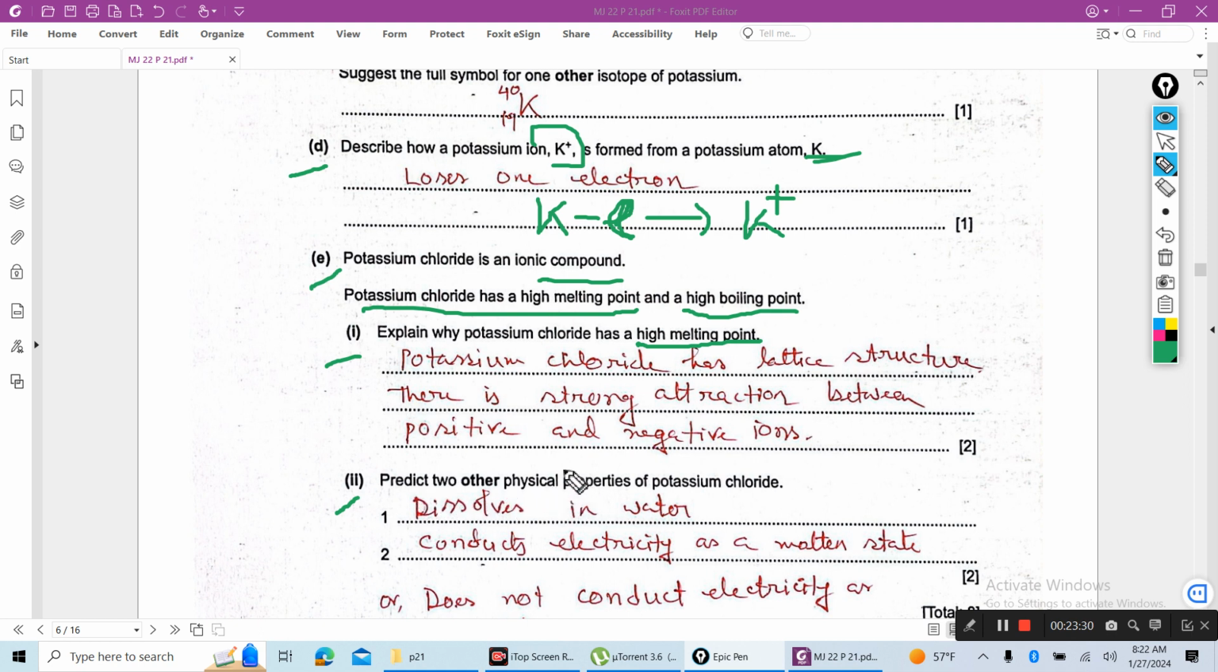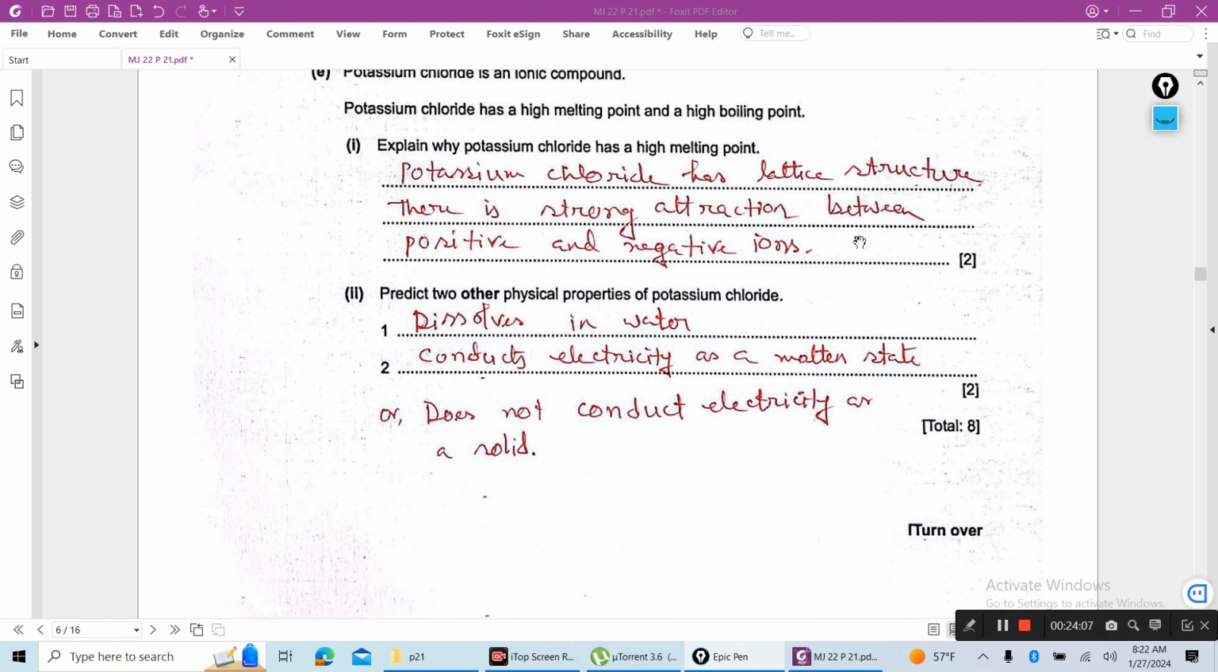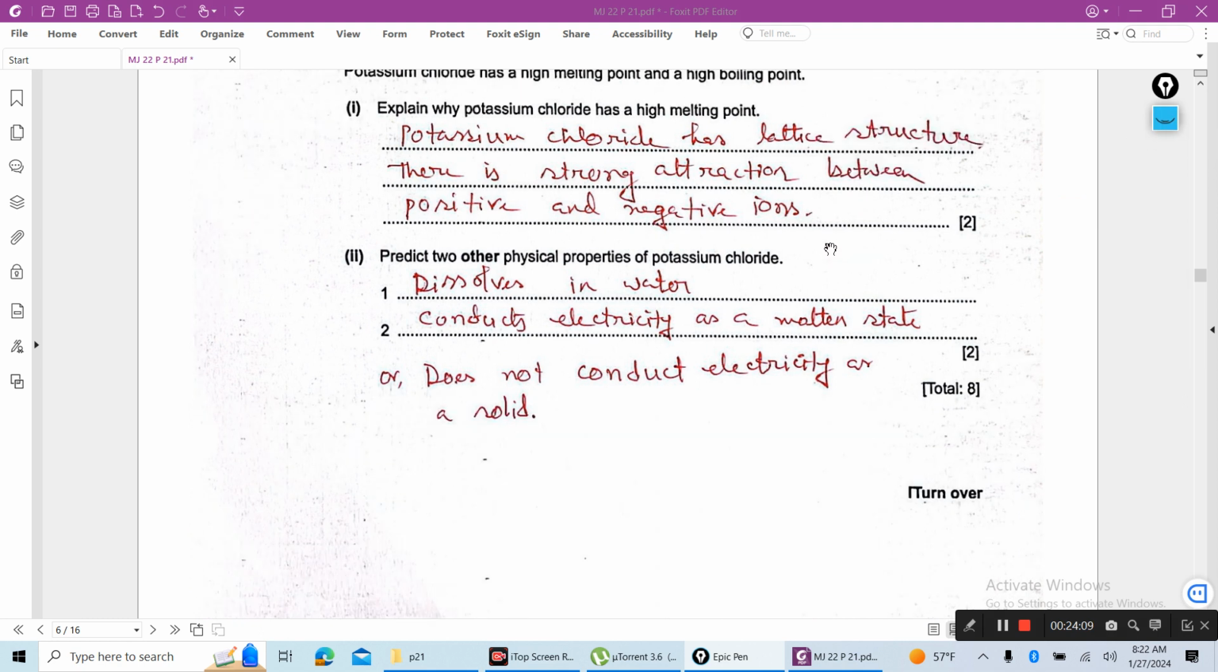Predict two other physical properties of potassium chloride. You know, ionic compounds dissolve in water, so you can write dissolves in water. And ionic compounds conduct electricity in the molten state, so conducts electricity in the molten state. Or you can write does not conduct electricity in the solid state. You can write that also. Come to the next question.